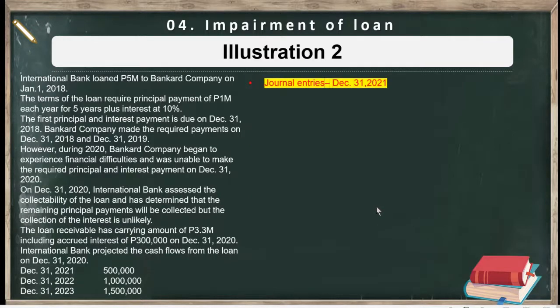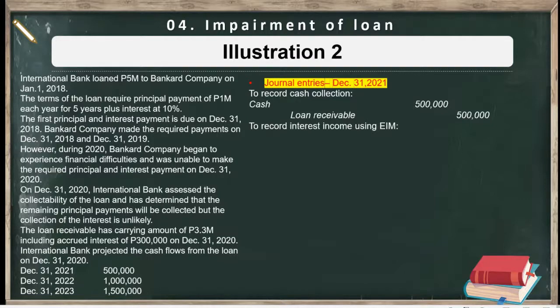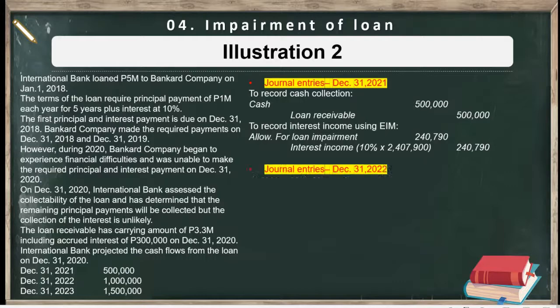Then for 2021, the following would be the journal entries to record the collection. So the first payment is 500,000. Then credit loan receivable, 500,000 for the payment of the principal. Then record the interest using the effective interest method. So debit allowance for loan impairment and credit interest income. So how do we get that? That would be 10% of the previous carrying amount. Remember, our carrying amount is 2,407,900 as of December 31, 2020.